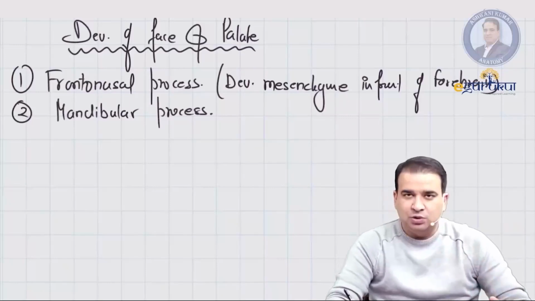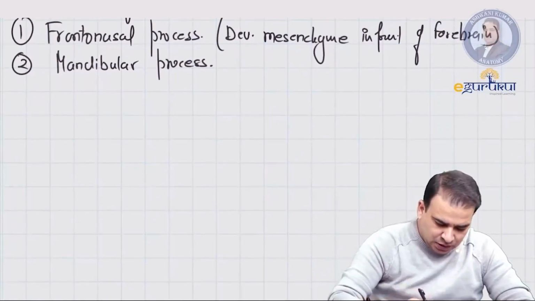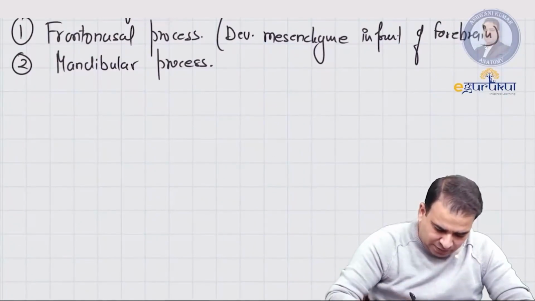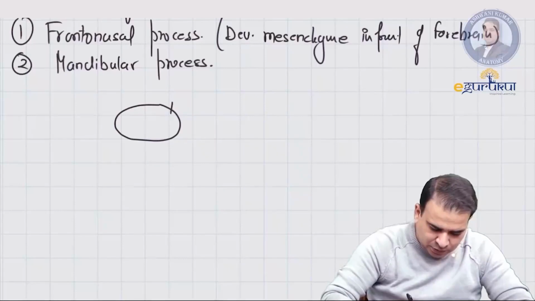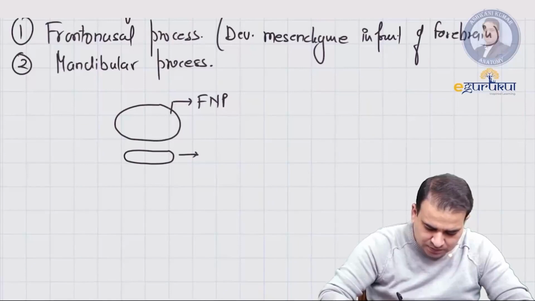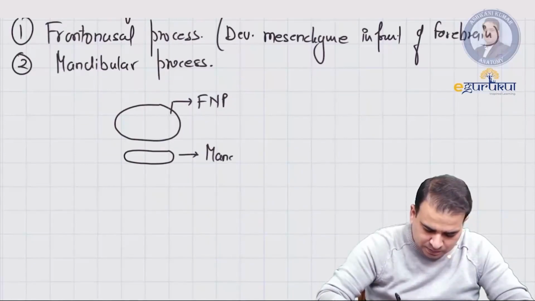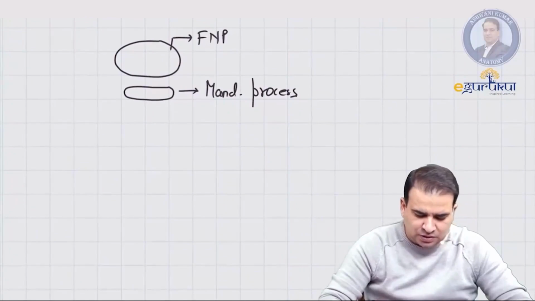Now let me just tell you how it is all done. So guys, let me go with a series of few diagrams here. If this is the frontonasal process, I'll be using some short forms here. That is frontonasal process. And there we have the mandibular process, which was derived from the first arch. Let us start with this one. Frontonasal process and mandibular process.